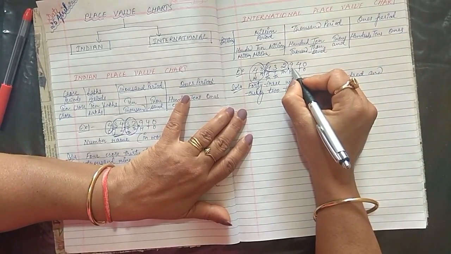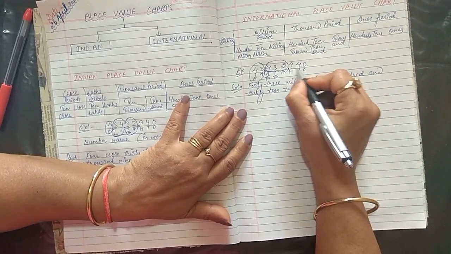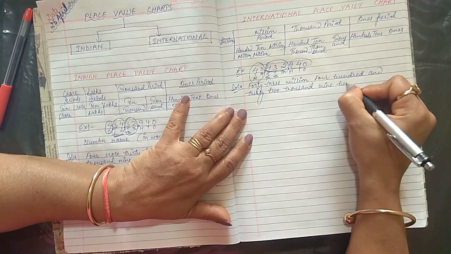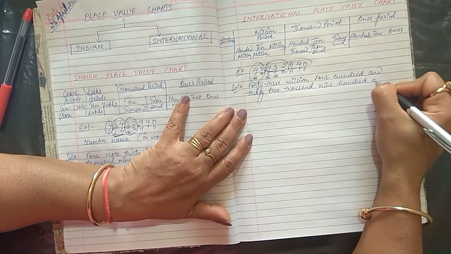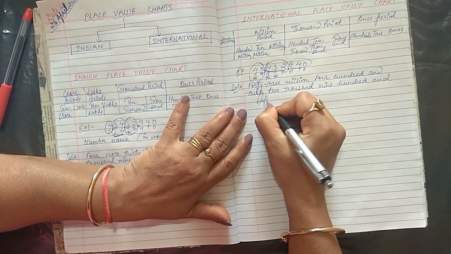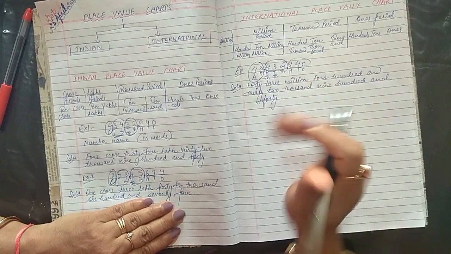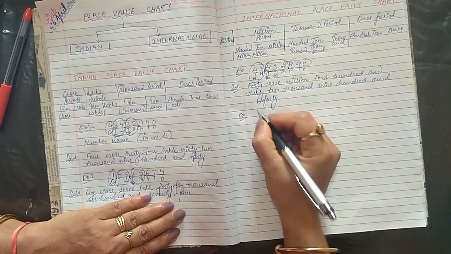Now see over here, what is left? 940. So we are going to write it all together. 940. See how simple it is. Let's take one more example.